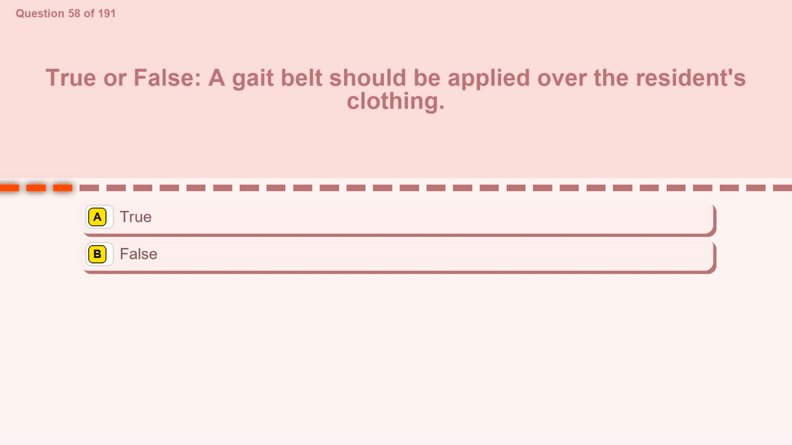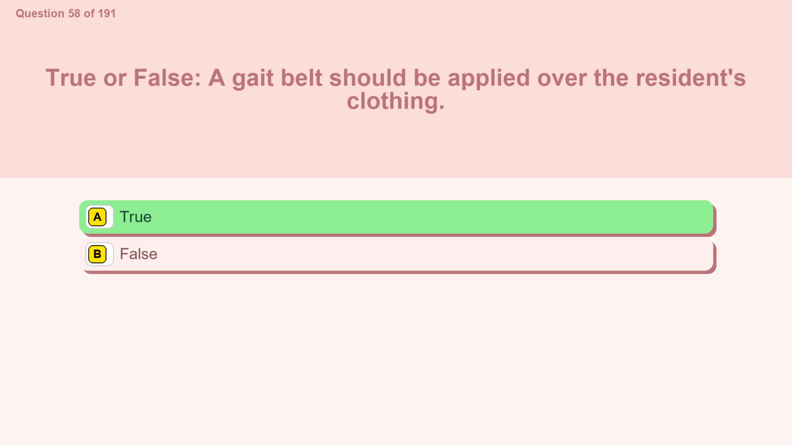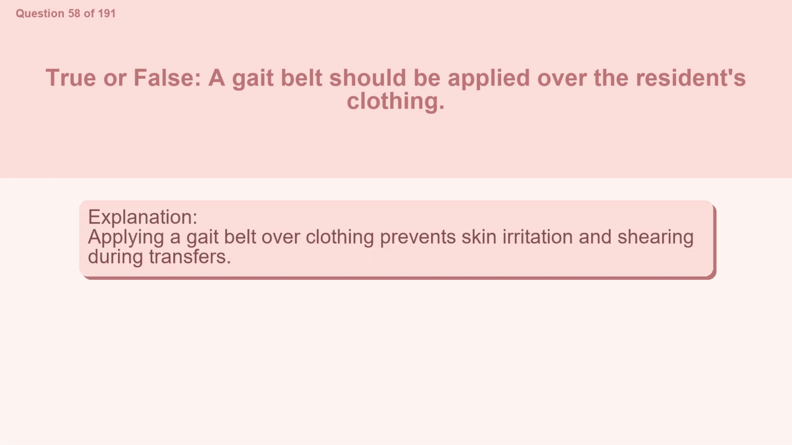Question 58. True or false, a gait belt should be applied over the resident's clothing? Option A, true. Option B, false. The correct answer is option A, true. Applying a gait belt over clothing prevents skin irritation and shearing during transfers.